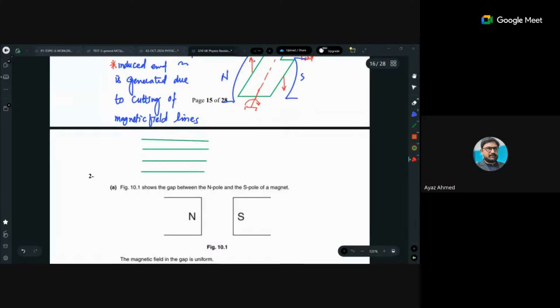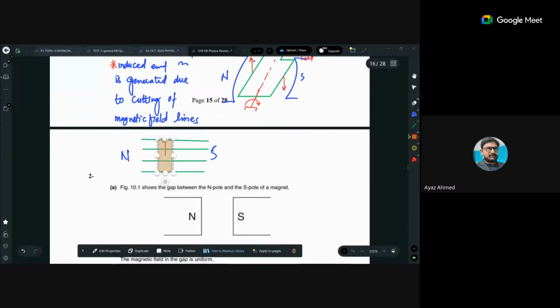Okay, now this is a magnetic field. This is your north, this is your south. You have a coil in between. What is the function of the coil? Coil is nothing, just like a conductor. When it moves up and down, what will happen? It will cut more field lines, less field lines, more field lines, less field lines. It is interacting with the field. Are you getting my point?